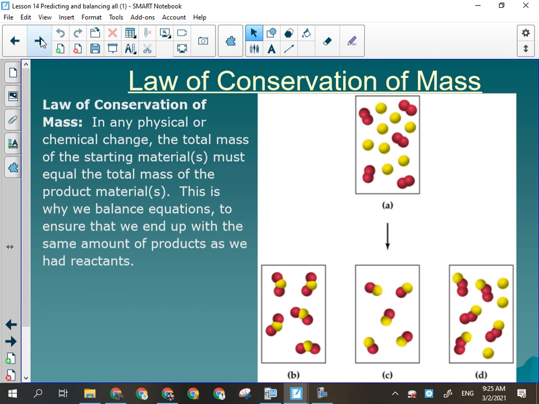Okay, so looking at the diagram on the right, which diagram shows the correct pairing of products to reactants? Box A is my reactants. Which one of these boxes shows the products? Which one?